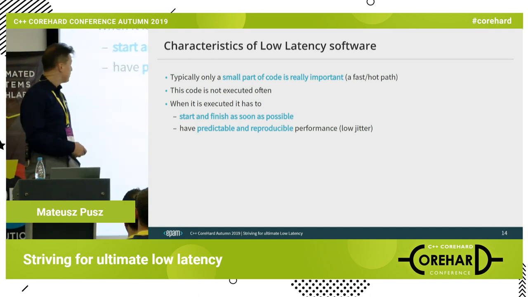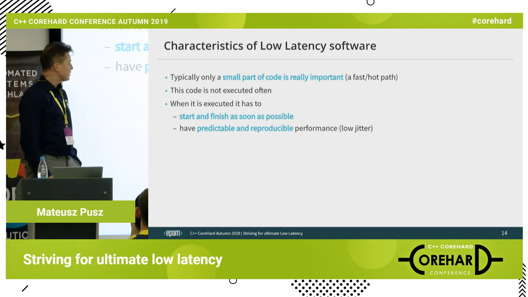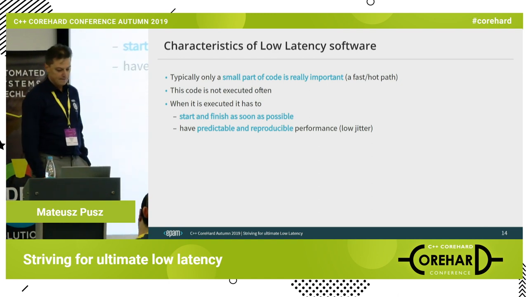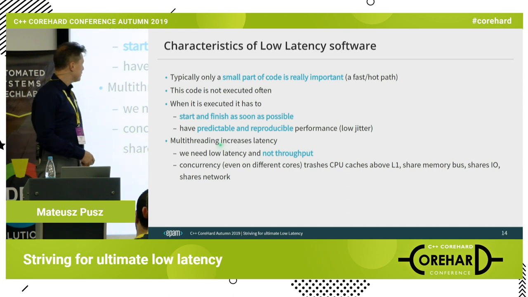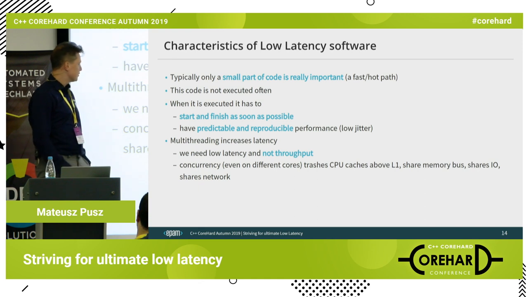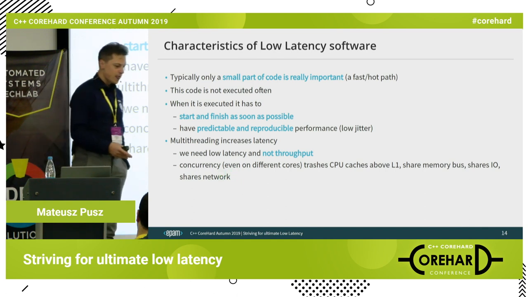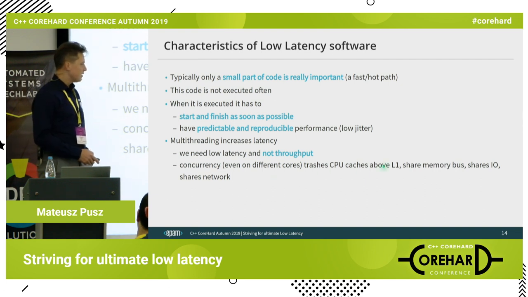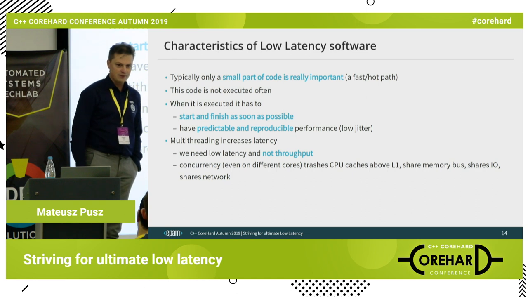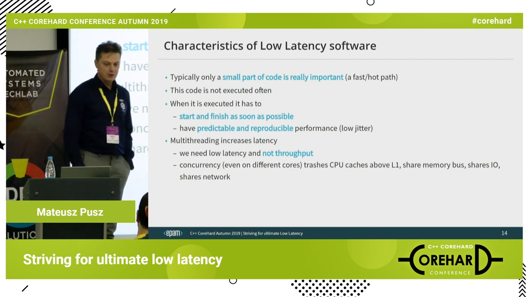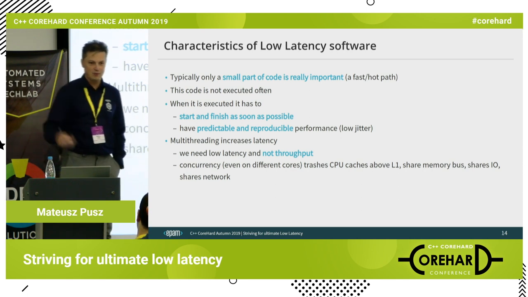Everything has to have a predictable and reproducible performance. So you have to have low jitter, low variation of your processing time. As I already said, multi-threading increases latency. It's about throughput and not low latency, so we try not to use it. Even if you're using one thread on different cores, you are maybe reusing some parts of the cores in a concurrent way, but still, all the caches above L1 are shared, all of the buses are shared, the network is shared, and so on. So that's why some companies even use only one CPU on their 8 CPU computers because of it.